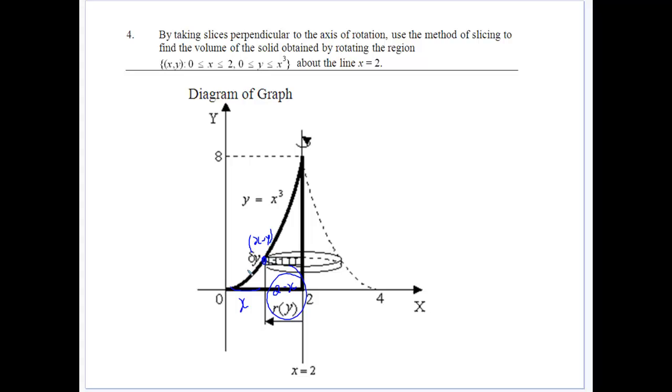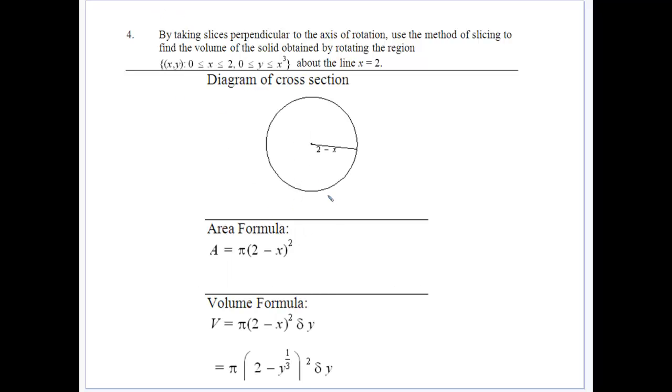We're also looking at how to get our radius. So we've got a distance of 2, and the point x, y there would give us a distance of x there. So our radius would be 2 minus x. Hopefully we're able to see that it's 2 minus x there. So that leads us to the area. So radius is 2 minus x. Our area then would be pi times 2 minus x all squared. And our volume would be pi times 2 minus x squared delta y.